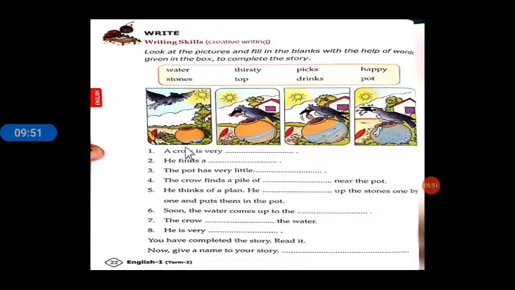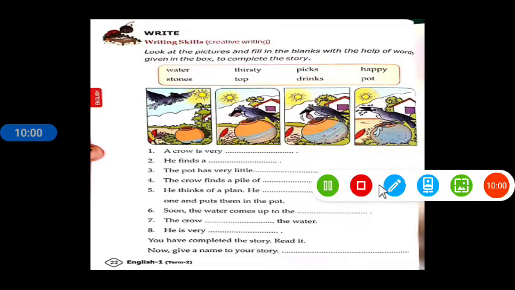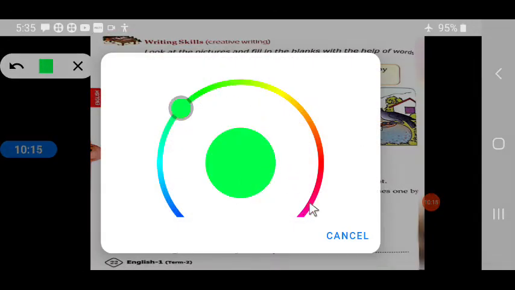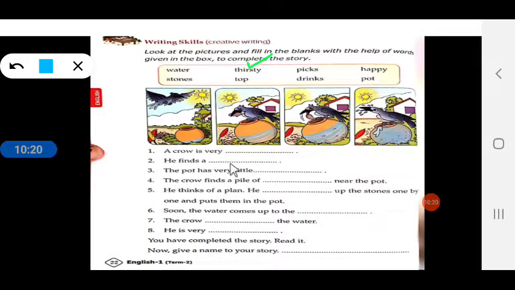Okay, the first one: a crow is very thirsty. You can write this word, thirsty, T-H-I-R-S-T-Y. A crow is very thirsty. Next. He finds a dash. What does he find? He finds a pot. P-O-T, pot. You can write this in the second one.